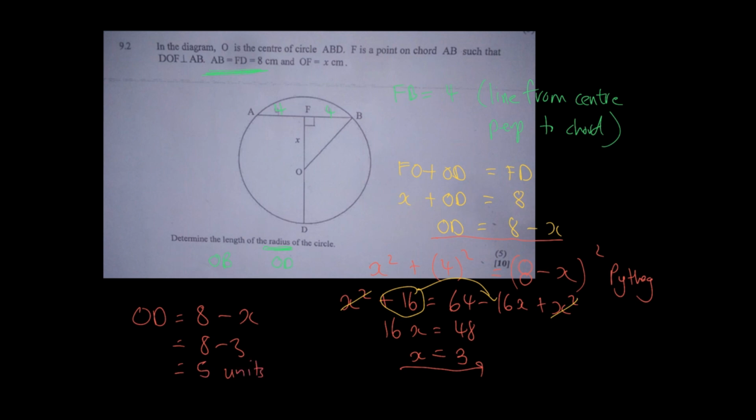All right, so how would a question like this be marked? Well, there would have to be a mark for the answer and the reason over here. There would also have to be a mark for getting OD in terms of X. There would have to be a mark for the theorem of Pythagoras. There would have to be a mark for working out that X is 3. And there would have to be a mark for getting that it was equal to 5.